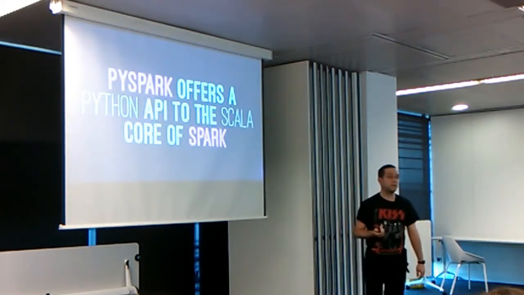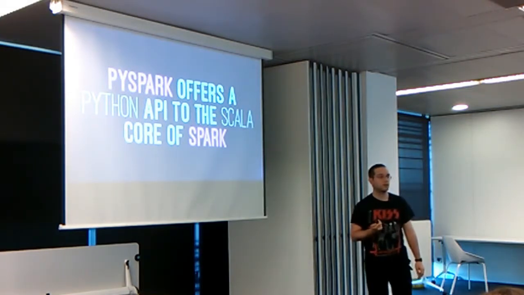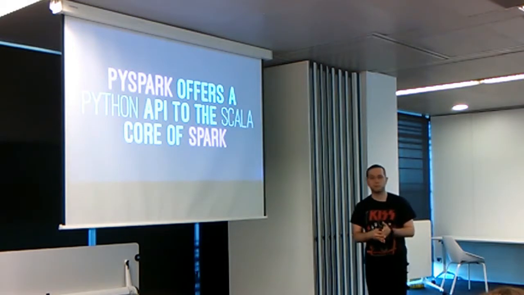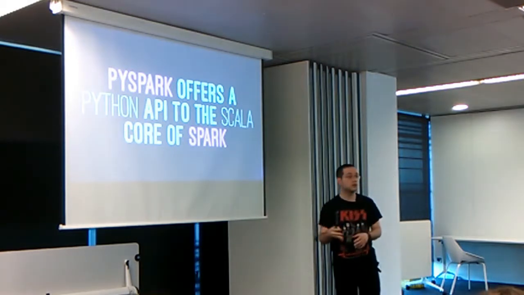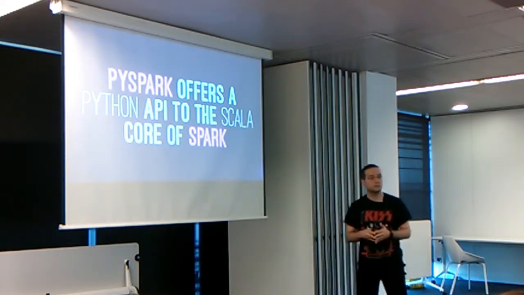So PySpark is a Python API for the Scala system that is inside of Spark. You write your Python code, like RDD read count. It will look like the Scala code essentially, but it's going to be Python, it's going to run, and it will work.